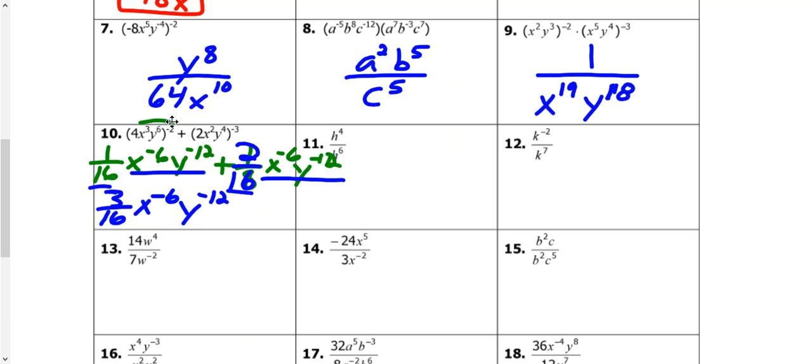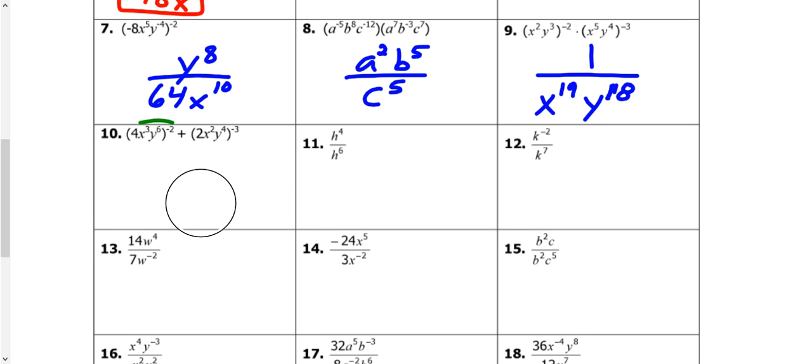Or, the fancy way of writing our answer then, if I erase all that, our final answer would be 3/16 x to the 6, y to the 12 as our final answer.